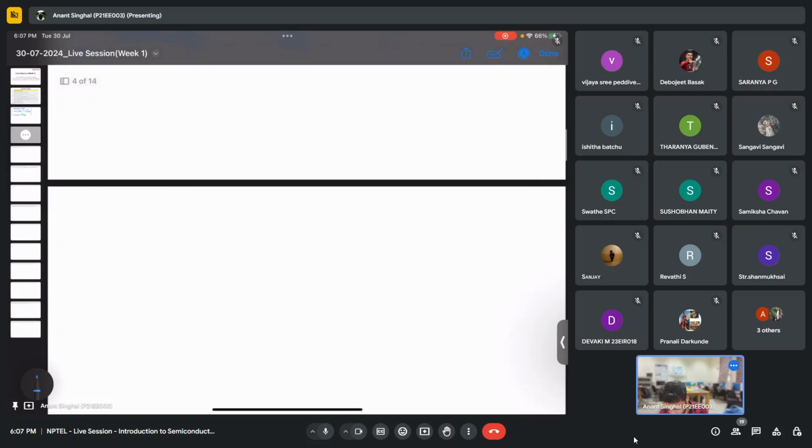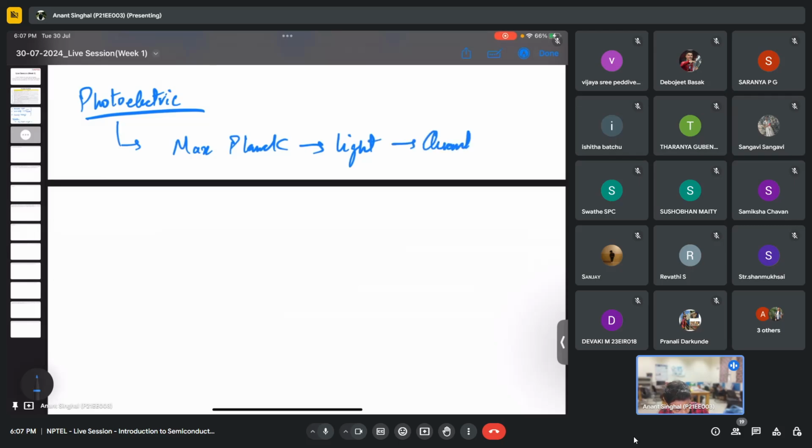So first of all, what is the photoelectric effect? We all know that. I'll very briefly cover the contents of the course in the initial part of the lecture, and then we'll solve the assignment problems, which are similar to the assignment problems given to you this year. So this photoelectric effect, in short, is given by Max Planck, and it says that if we have any incident light, then the energy of that light is quantized in the form of energy quanta, which are also known as photons.